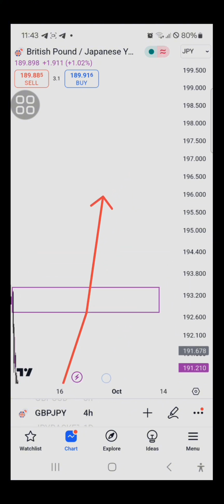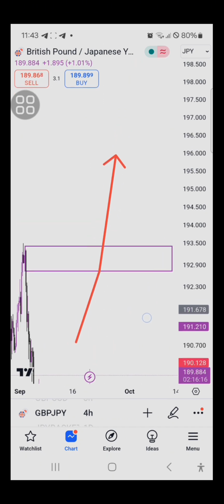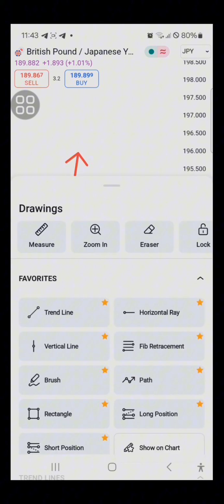Okay, so like we said, the current market price is below my entry zone. So I'm basically going to be, let me get that.